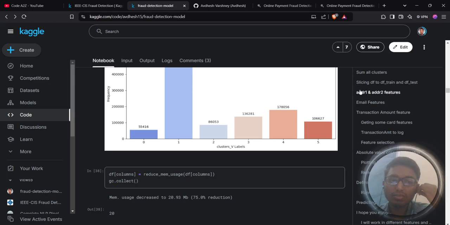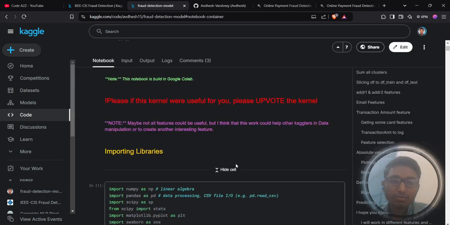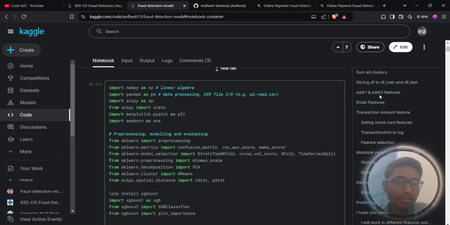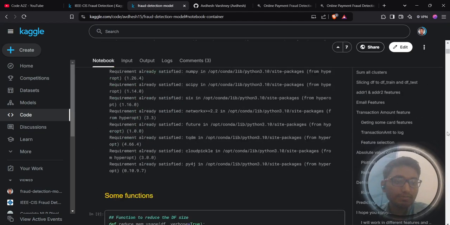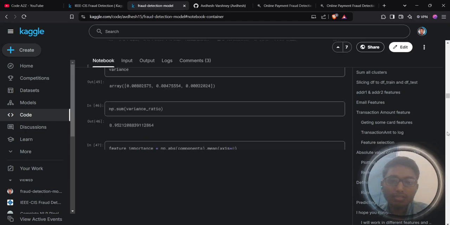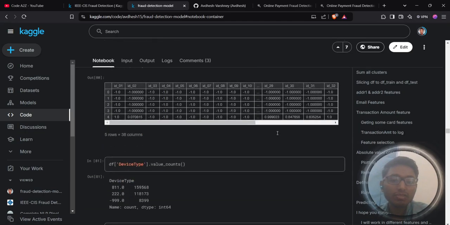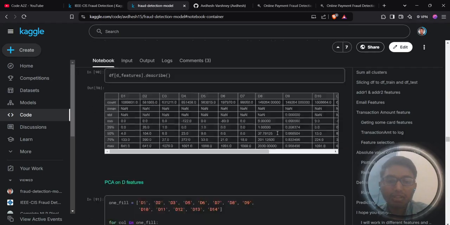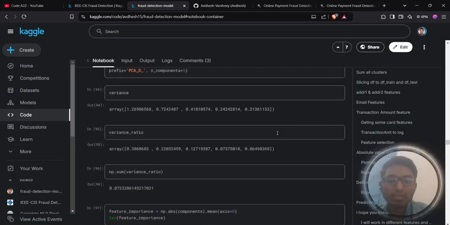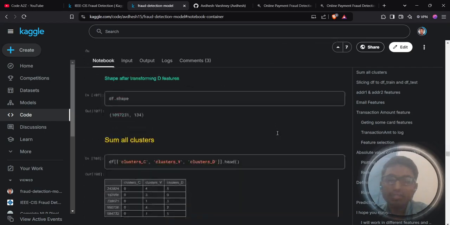So let's click on this and move directly to that feature, the address 1 and address 2 features. This is a very large notebook to tell everything in a very short video. It is very hard to compile everything in one video, but you can go through the whole notebook.